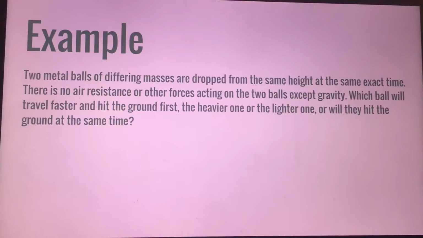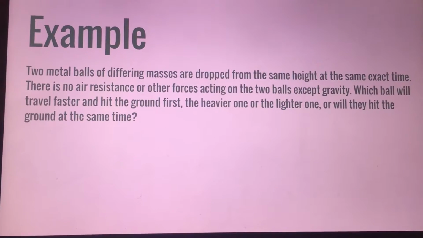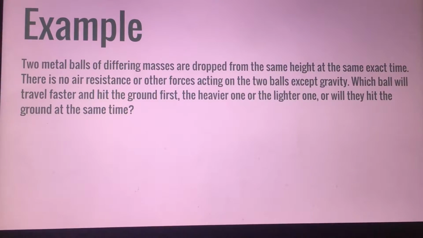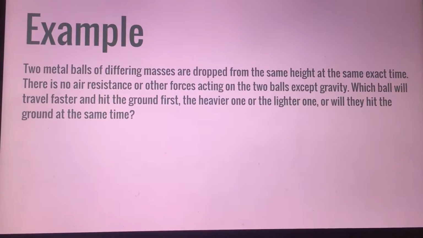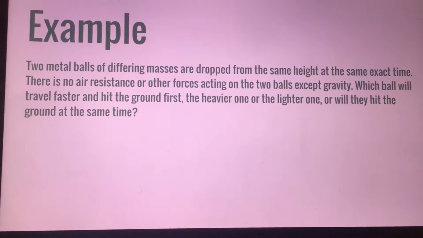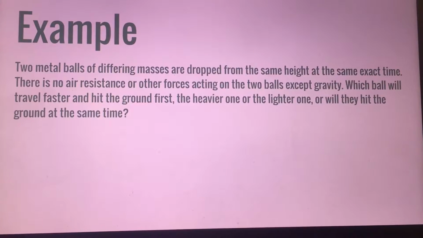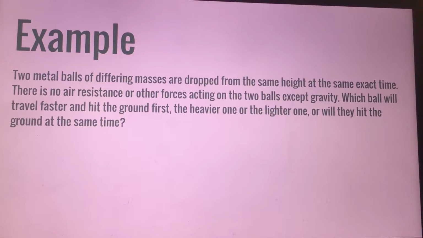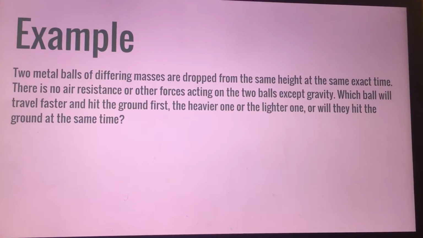So let's start off with an example to base this lesson around. So here it is. Two metal balls of differing masses are dropped from the same height at the same exact time. There's no air resistance or other forces acting on the two balls except for gravity. Which ball will travel faster and hit the ground first? The heavier one or the lighter one? Or will they hit the ground at the same time?